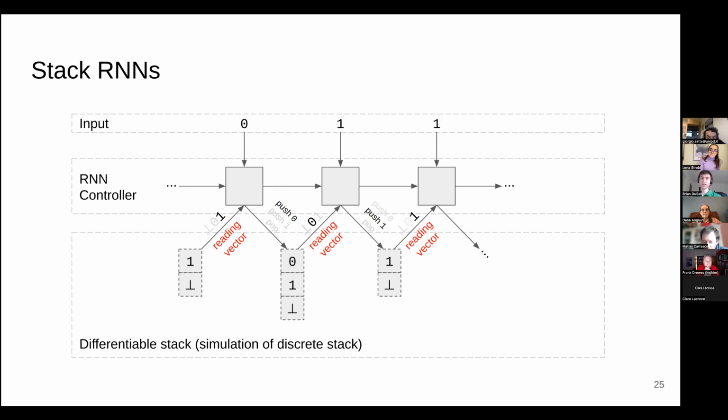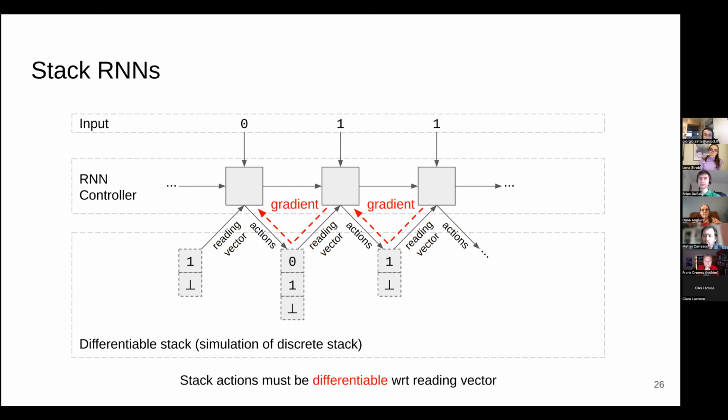Now, after the stack is updated, it should return a vector that represents the updated top element of the stack. We call this the reading vector. So if you mostly push a 0 in the previous time step, then this should return a vector that says that mostly 0 is on top of the stack. Now, the key requirement for differentiable stack data structures is that the reading vector needs to be differentiable with respect to the stack actions. This way, gradient can flow through the stack RNN end to end during training using ordinary backprop, which makes training quite simple.